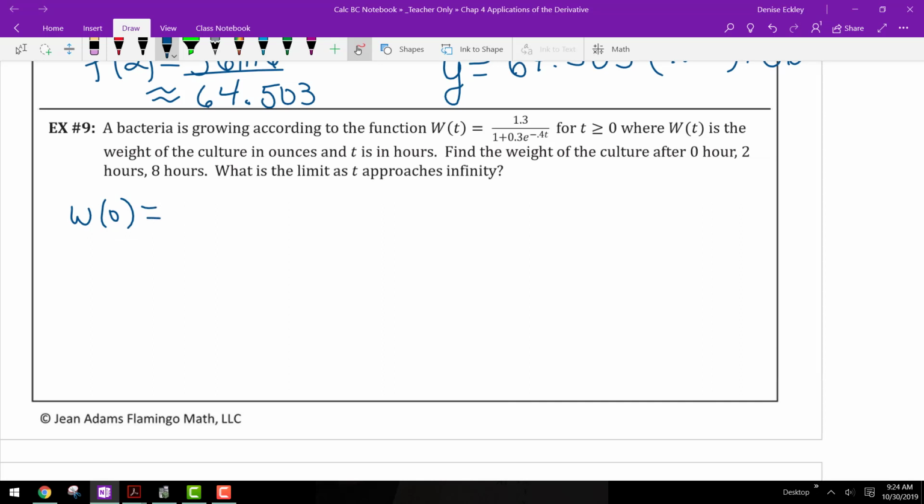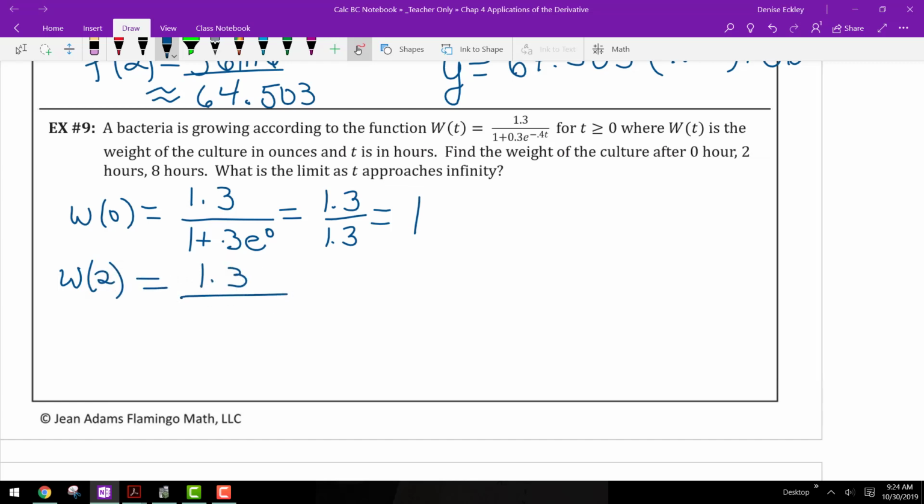So w of 0 is 1.3 divided by 1 plus 0.3 e to the 0 power. So we're going to get 1.3 over 1.3, so this is 1. That one I could do without the calculator. The other two, I'm going to use a calculator to approximate those values.